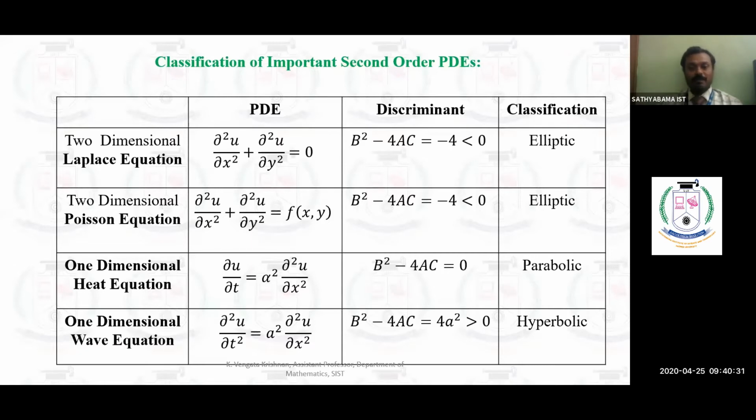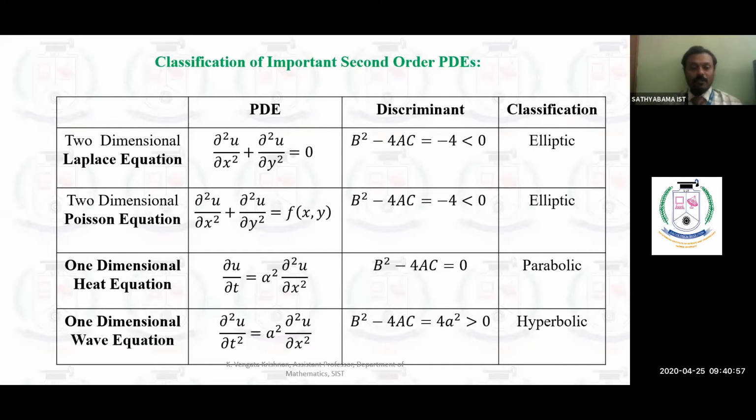Therefore, B² minus 4AC is going to be 0 minus 4 into 1 into 1, which is minus 4, which is less than 0. So our two-dimensional heat equation under steady-state conditions is going to be an elliptic equation. The next one is the non-homogeneous equation, where on the right-hand side we have some non-zero function, that we call the Poisson equation.